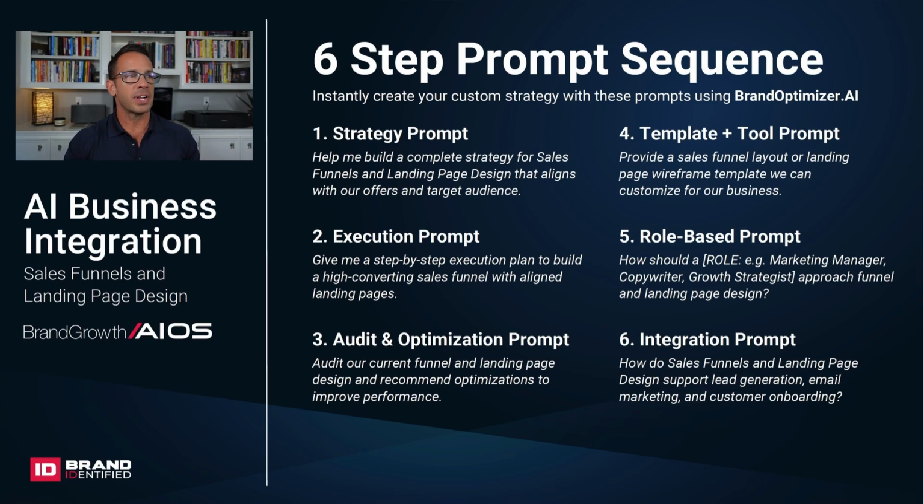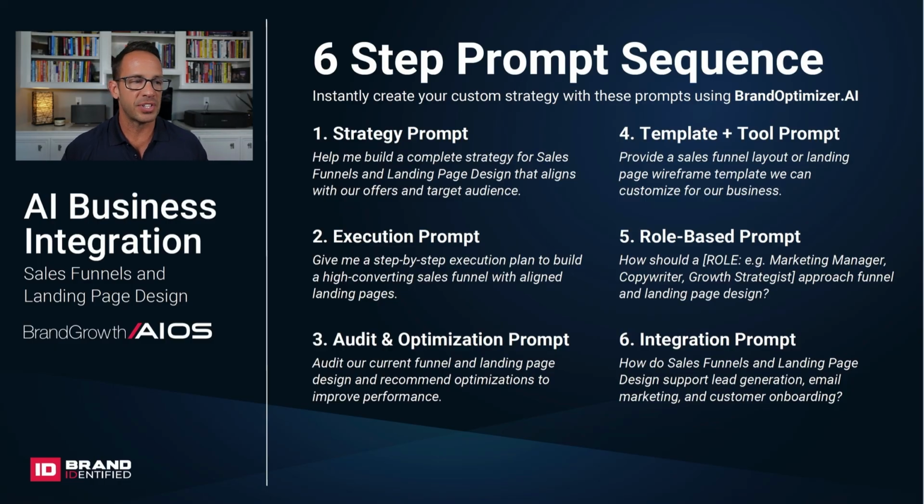So moving on here is a 6-step AI prompt sequence that you can also use over at BrandOptimizer.ai to instantly create your custom strategy using these prompts. So prompt number 1, this is your strategy prompt, and that is help me build a complete strategy for sales funnels and landing page design that aligns with our offers and our target audience. So prompt number 2 here, this is your execution prompt, and that is give me a step-by-step execution plan to build a high converting sales funnel with aligned landing pages.